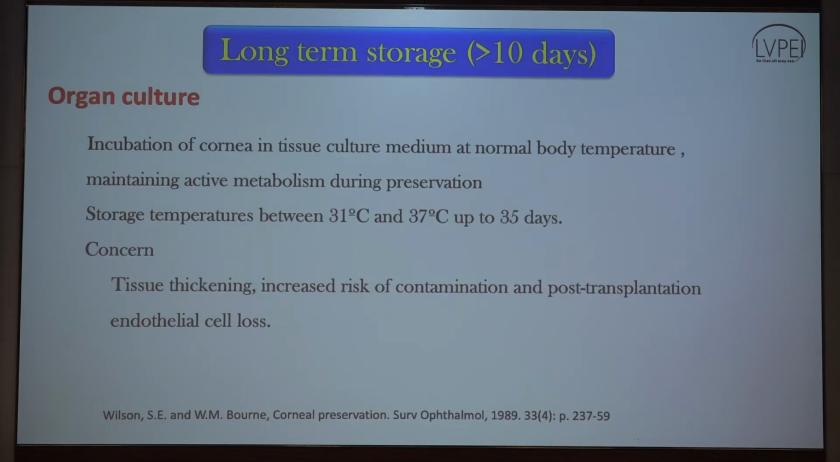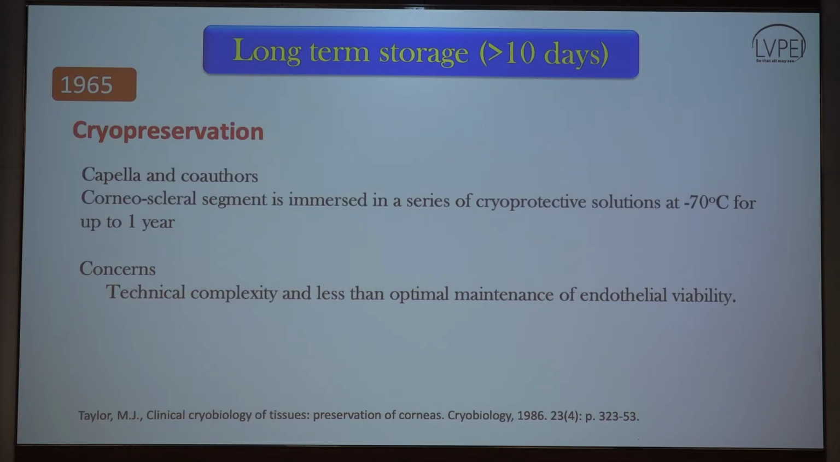The long term is not really used in either the American or the Indian eye banks. Organ culture is primarily restricted to the Australia, New Zealand eye banks and also the European eye banks, and they incubate the tissue at 31 to 37 degrees up to 35 days. There are means by which they evaluate this tissue regularly and periodically change the nutrients in which the tissue is stored, and there is a concern of tissue thickening and increased chance of contamination in case there is any breach anywhere in the process. The long-term processes are primarily cryopreservation.